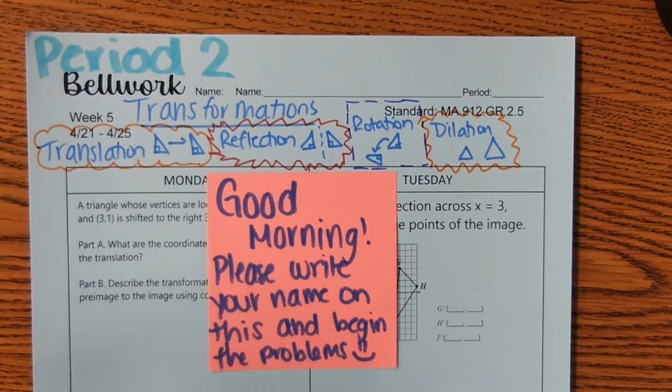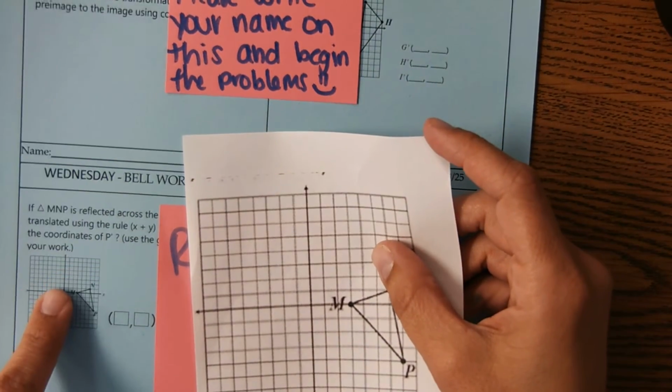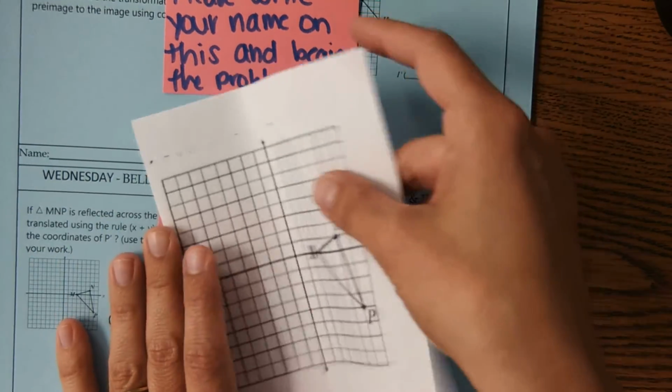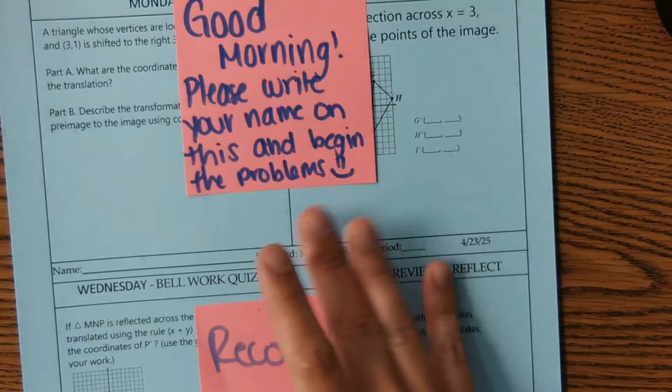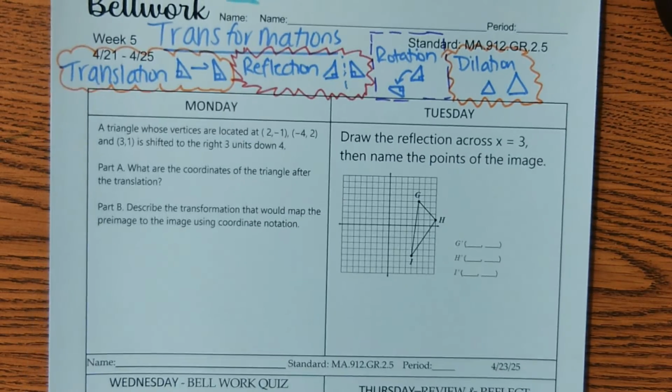Okay, and then also on your desk you have a little coordinate grid. This is for the third problem here. This graph is really tiny and hard to graph on, so we have this one that we'll use for the third problem. So that's what that's for. So you can just set that aside for a second, and we'll start up here.